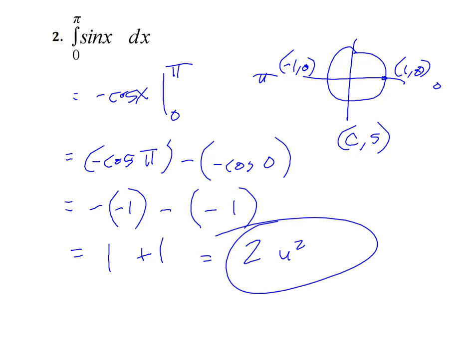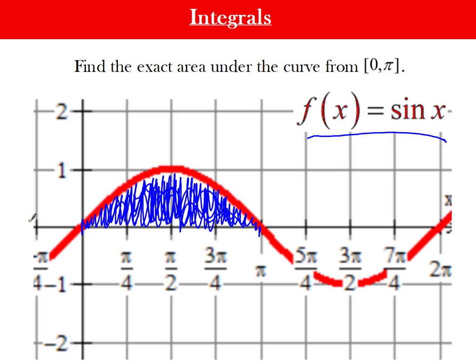So the area from 0 to pi under f of x equals sine of x is exactly 2 units. It's exactly 2 units.